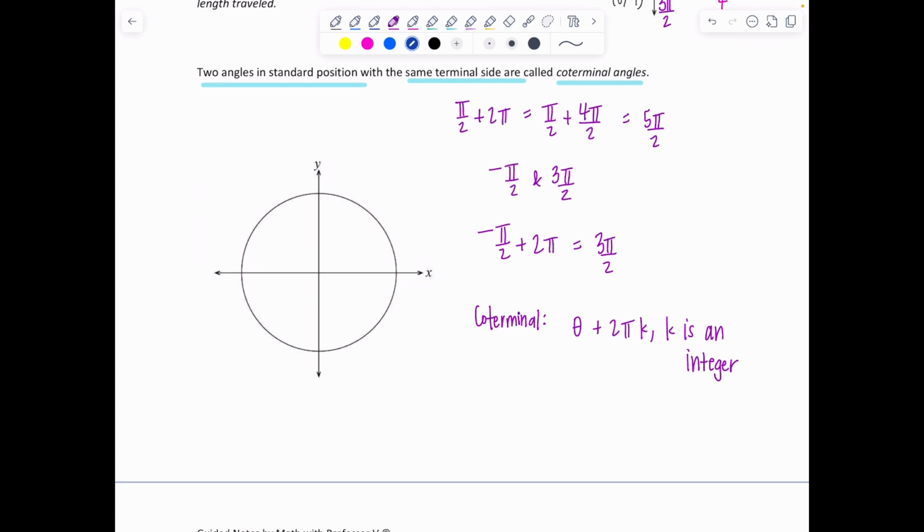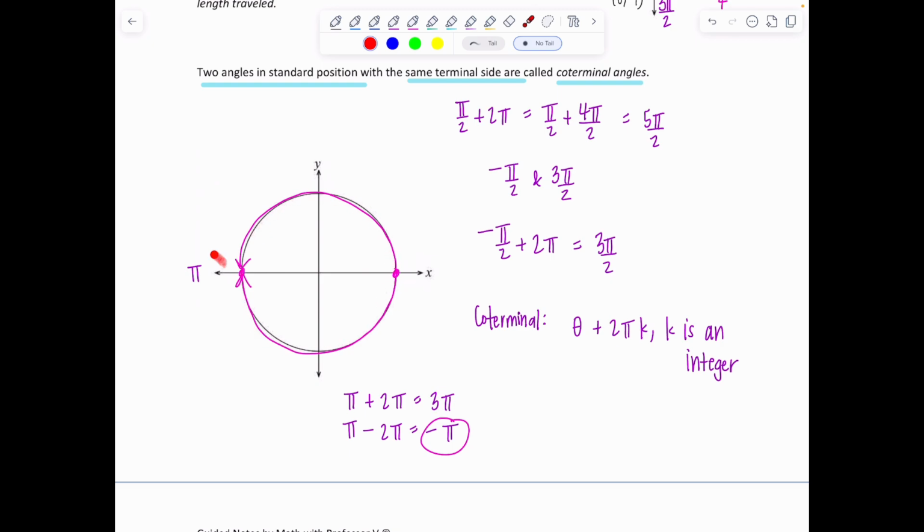If I told you, give me another angle that's coterminal with pi, okay? So you could simply say, oh, I'm going to add 2 pi. So 3 pi is coterminal. You could also say, I'm going to subtract 2 pi. So negative pi is coterminal. And that should make sense. So if you're starting here measuring, negative pi means you go this way and you would stop at the same place as if you had gone positive pi around the unit circle. And then pi plus 2 pi equaling 3 pi. So this is 1 pi, 2 pi, 3 pi. You can see how we get back to the same place. Okay, good.